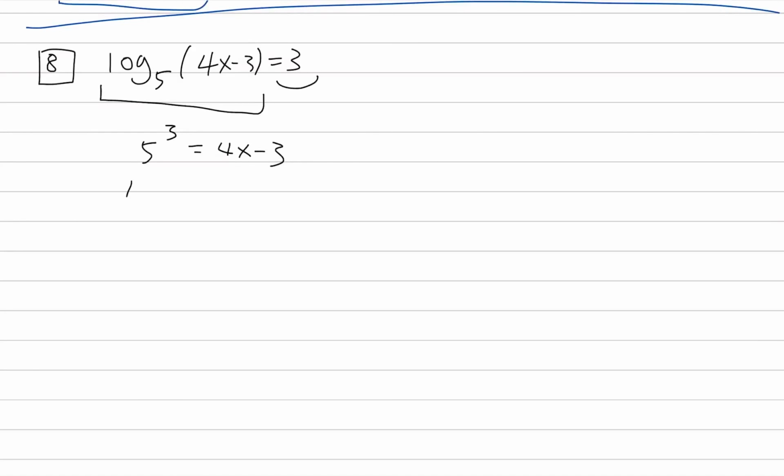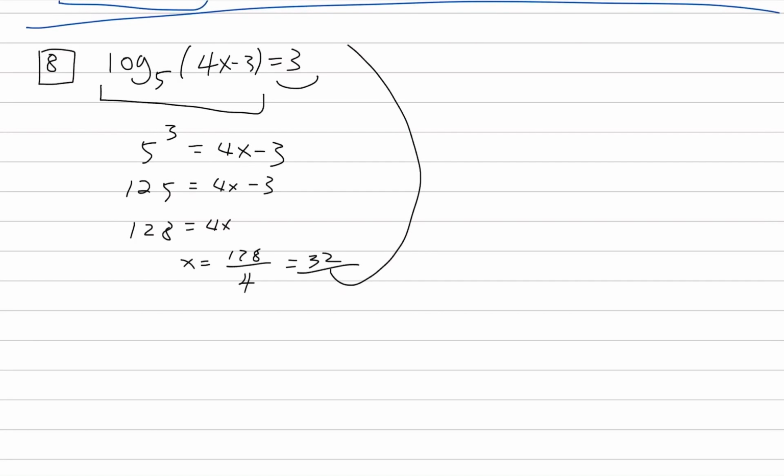5 to the third power is 125 equals 4x minus 3. So 128 equals 4x. X equals 128 over 4, which is 32. So 32 is a possible solution. We always have to make sure we can plug 32 in here, and inside will still be positive. And it is, since 32 times 4 will give a bigger number than 3. So this is a solution. Make sure to check your solution for log equations.